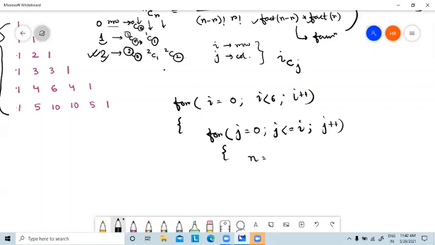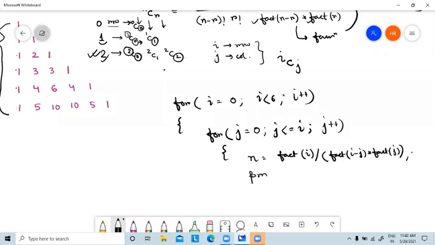N will be written like this: fact of, say, I will call it, then divided by, in bracket, fact of I minus j into fact of j. Okay, so this is the value of n.